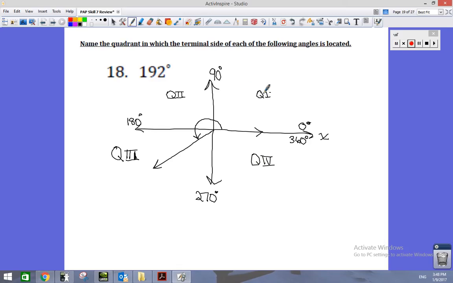I don't know why they use Roman numerals, but it's just pretty standard. If you want to call it 1, 2, 3, and 4, that's fine. But that's what they wanted. That 192 degrees lies in quadrant 3.